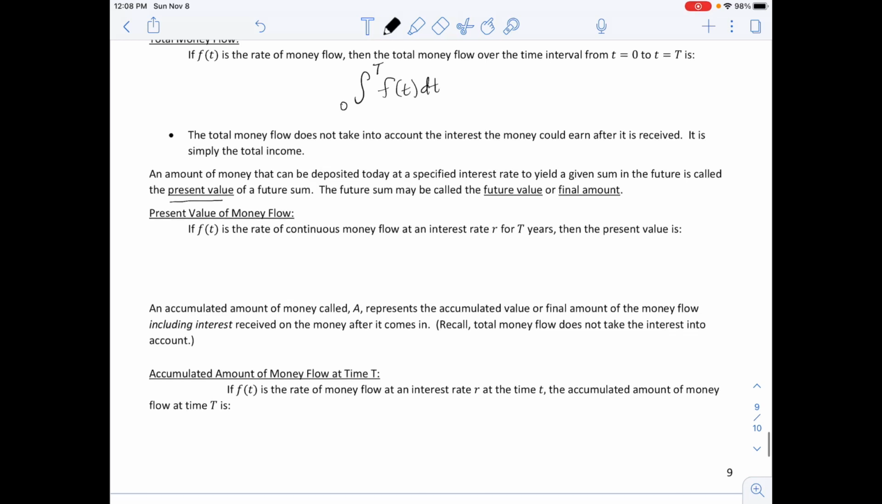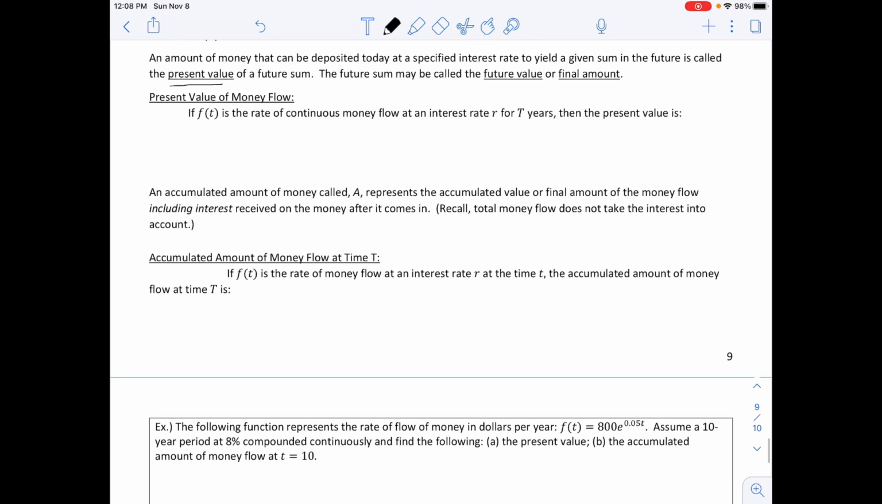So the next definition that we have right below that formula says if f of t is the rate of continuous money flow at an interest rate of r for capital T years, then the present value is, and we're going to write PV for present value. It's going to be the integral from 0 to capital T of our function with the money flow, f of t, but again taking into account that interest rate, and since it is compounded continuously, it's going to be e to the negative rt dt.